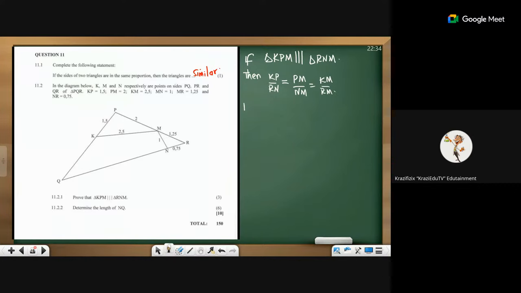Let's go find KP over RN. What is KP? KP is 1.5. What is RN? RN is 0.75. All right, this is 2. Let's go check the second one. PM over NM. Have you found PM?